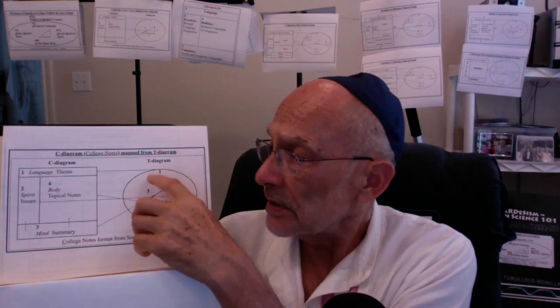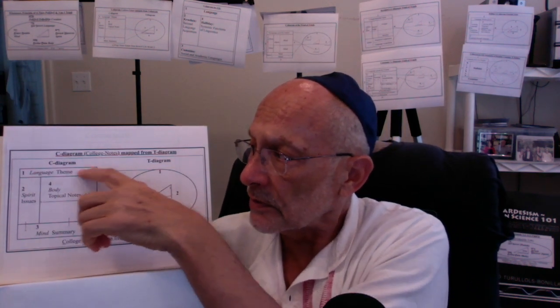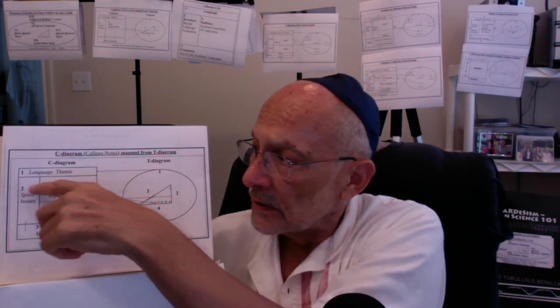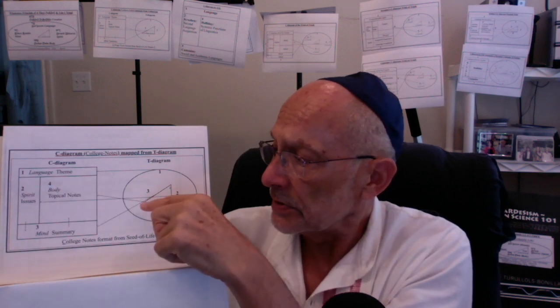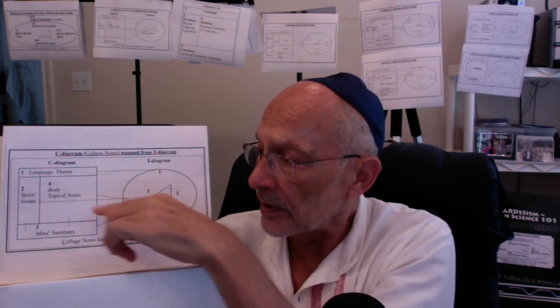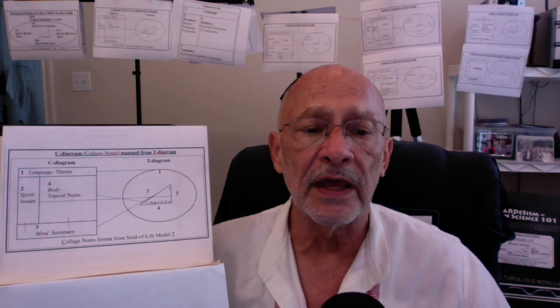And what we're going to do is, here, the 1 is going to correspond to this part of the C-diagram. The 2, which is the derash, will be the spirit or the issues. The number 3 will be the summary or the mind, and number 4 will be the body or the bunch of notes that we have.